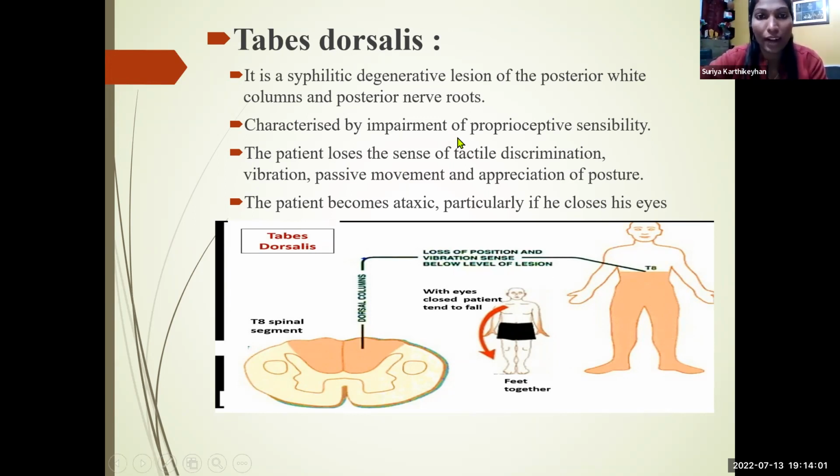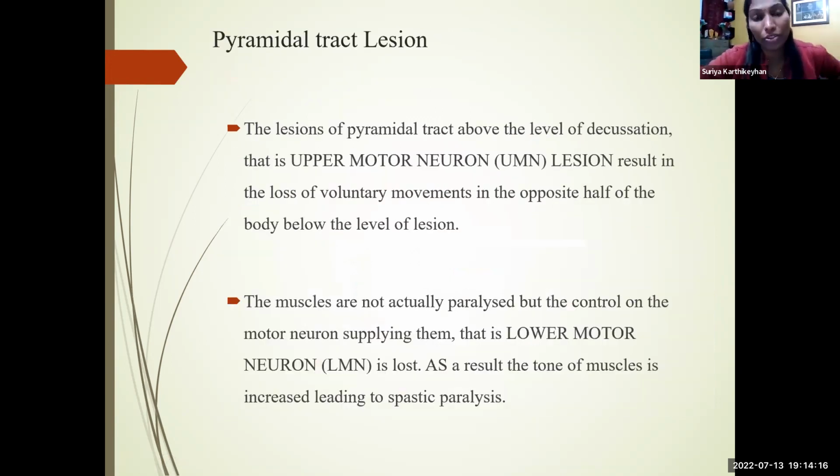It is characterized by impairment of proprioceptive sensibility and loss of tactile discrimination. All this will be affected. And in posterior column lesions, the patient will become ataxic. That is, he will have an ataxic gait, mainly when he closes his eyes. Then coming to the pyramidal tract lesions.